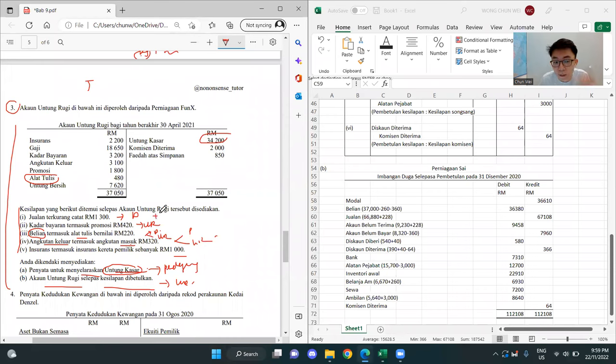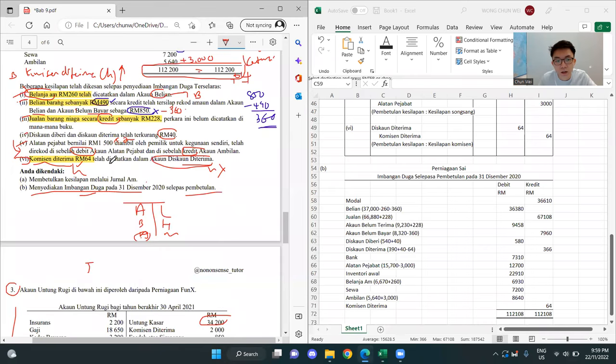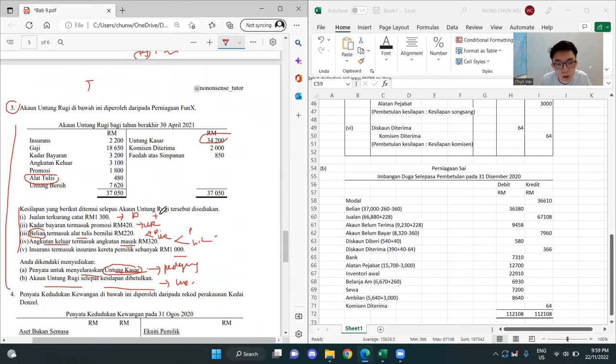Terkurang charge meaning I have to add back lah. Tadi you also have something called terkurang charge, right? Like terkurang charge 40, then I have to add back. So same thing here, I have to add back to my jualan 1,003. This is the pembetulan.